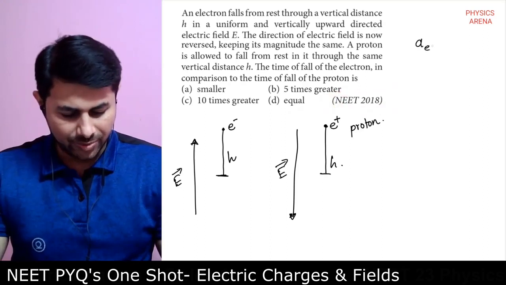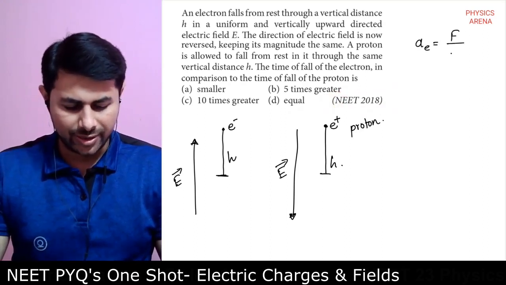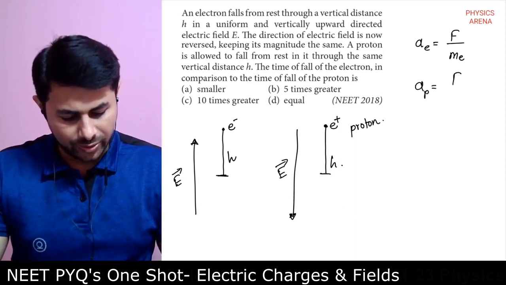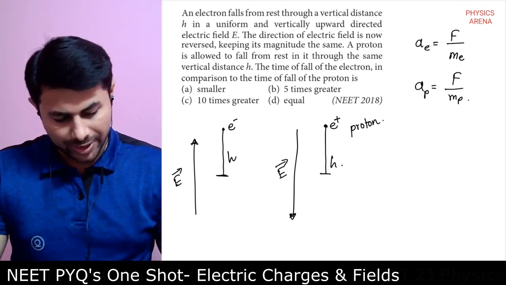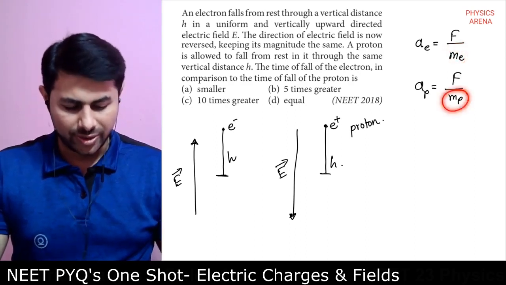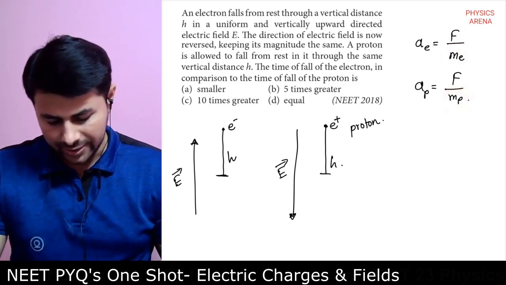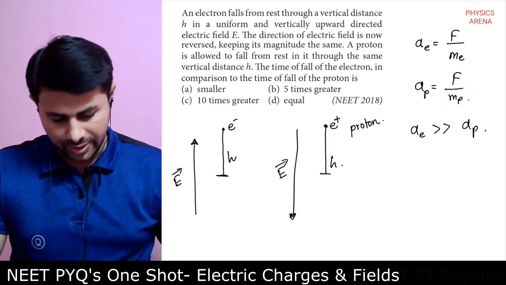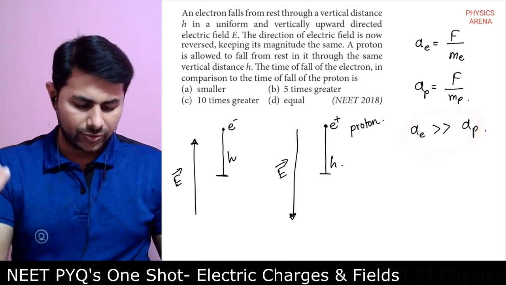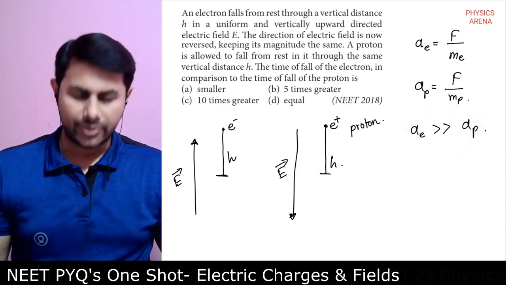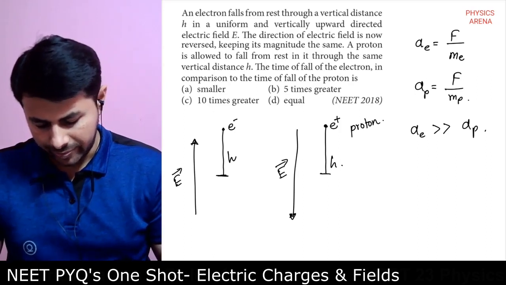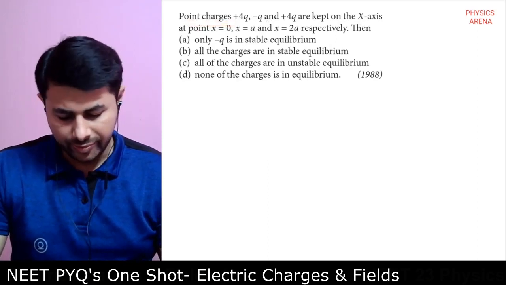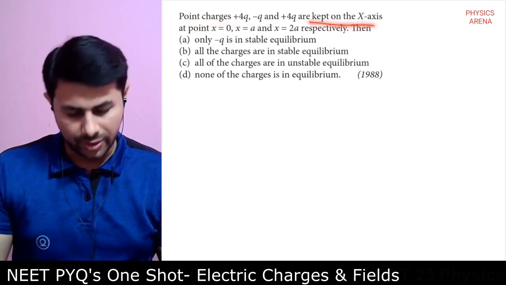But the acceleration of the electron would be force divided by the mass of the electron, and the acceleration of the proton would be force upon the mass of the proton. The mass of the electron is much smaller compared to the mass of the proton. Okay, and that's why the acceleration of the electron would be very large compared to that of the proton. And that's why the electron will fall much faster compared to the proton. So the time taken by the electron will be much smaller. It's option A.